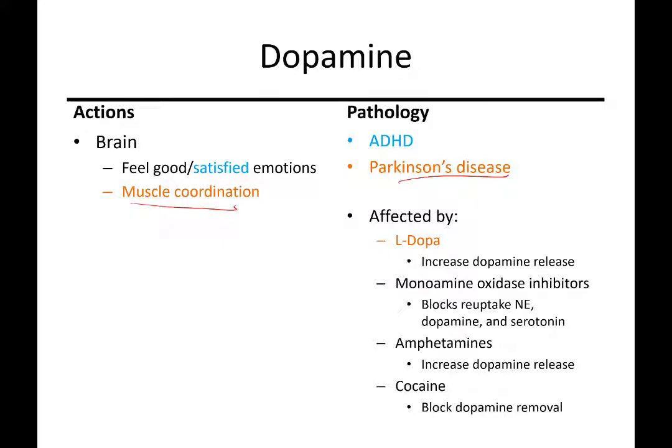We can see also over here amphetamines and cocaine. It's the same pattern. Amphetamines are going to increase the release. So again, that's why people get addicted to drugs. It's a feel-good neurotransmitter, and now they're getting more. Or cocaine is blocking the reuptake, so it's hanging out longer and is more effective. So we see that pattern again.